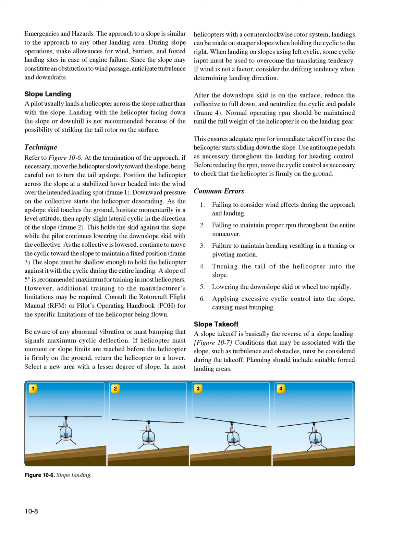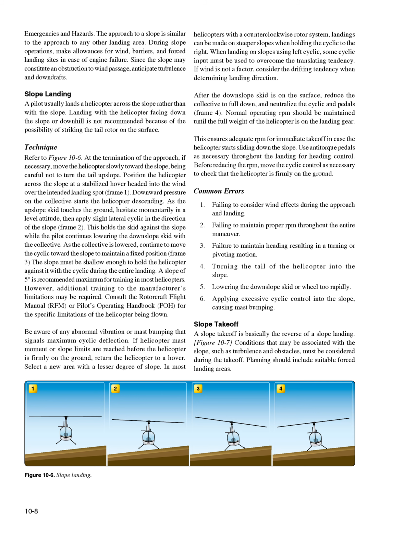At the termination of the approach, if necessary, move the helicopter slowly toward the slope, being careful not to turn the tail upslope. Position the helicopter across the slope at a stabilized hover headed into the wind over the intended landing spot, frame 1. Downward pressure on the collective starts the helicopter descending. As the upslope skid touches the ground, hesitate momentarily in a level attitude, then apply slight lateral cyclic in the direction of the slope, frame 2.